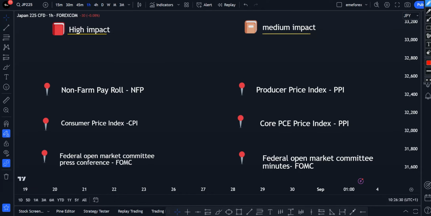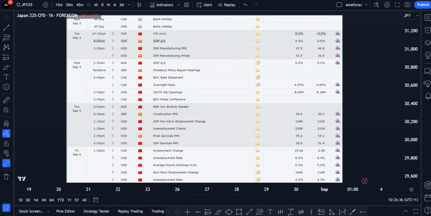So moving on from this, this is like a snapshot of what to expect. As you can see here, this is bank holiday for the Canadian economy and the United States economy. Of course, during bank holiday, the market is illiquid, and basically you want to stay off the market.